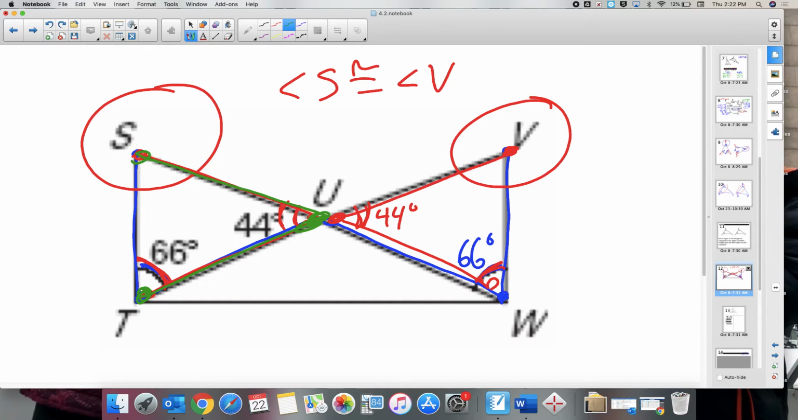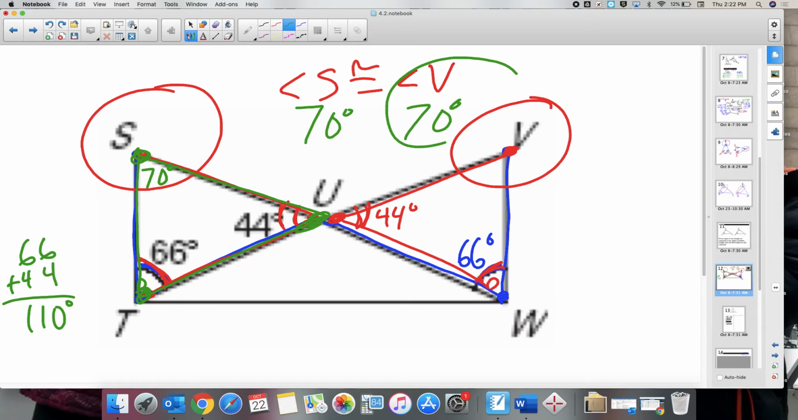You can look at either triangle here. I have 66 plus the 44 gives me 110 degrees. That tells me my missing piece, angle S, would be 70. If angle S is 70 degrees, then angle V is 70 degrees also.